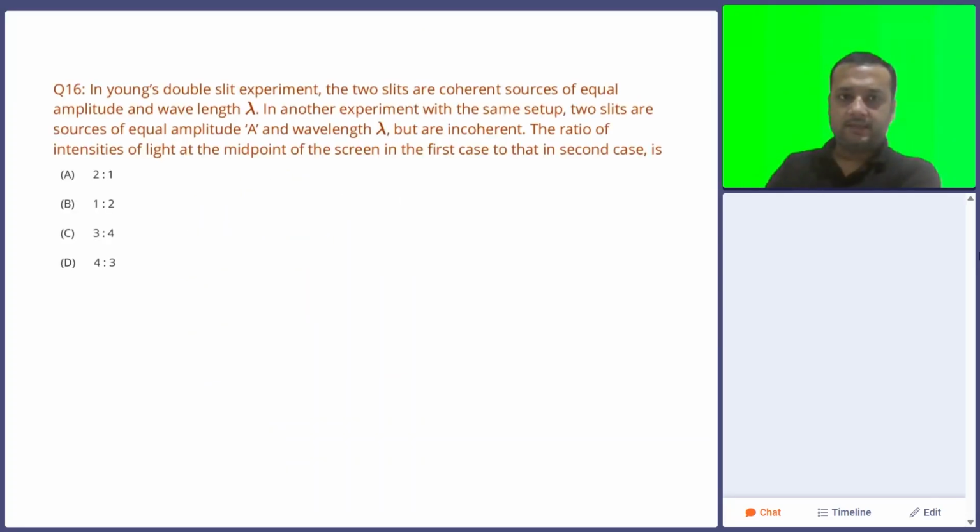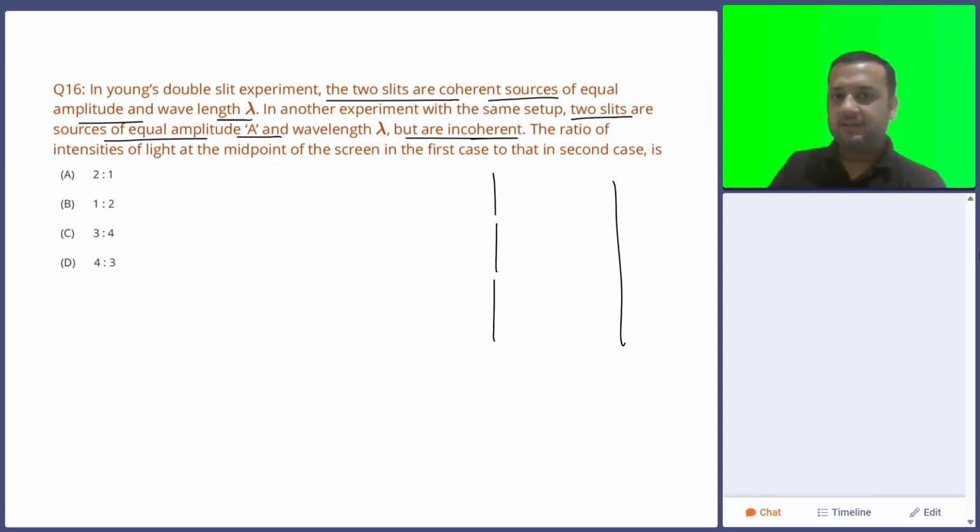Let us see the next question. Here, in a Young's double slit experiment, there are two setups. In the first setup, the two slits are coherent and have equal amplitude A and wavelength lambda. But in the second setup, the slits again have the same amplitude, but they are incoherent. We have to find the ratio of the intensities at the midpoint of the screen.